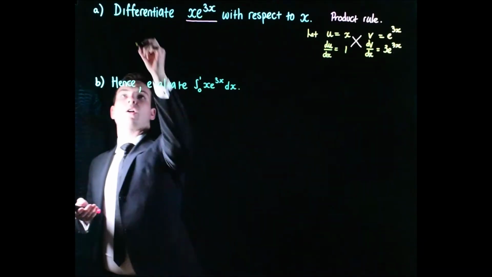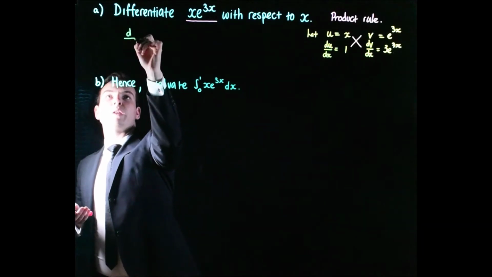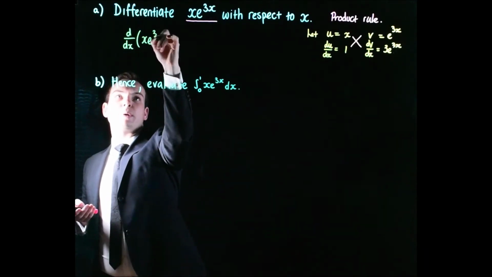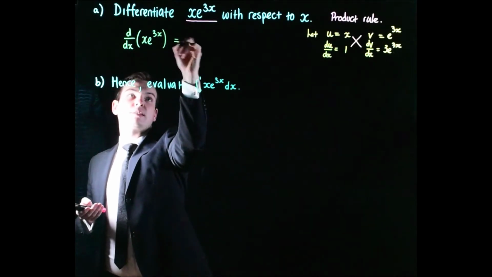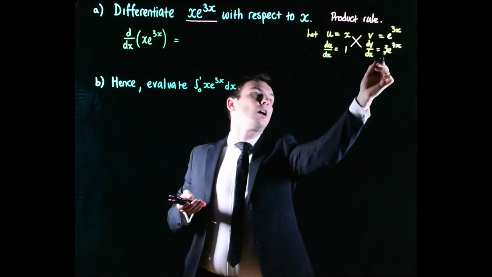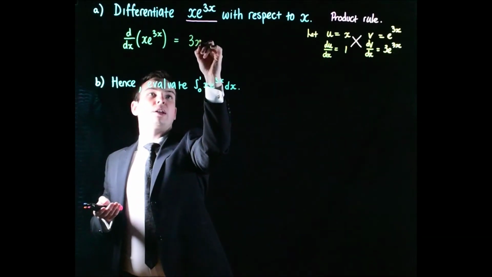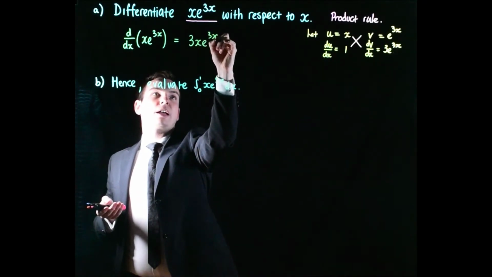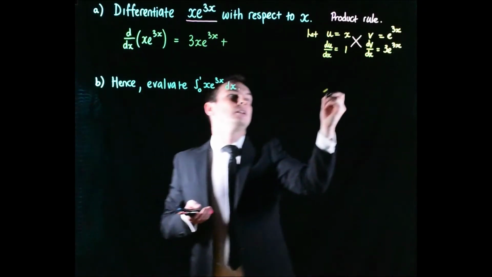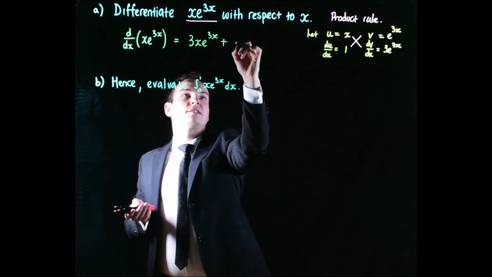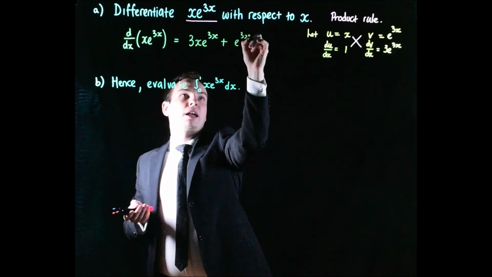So to complete that over here, I'm going to write that the derivative d dx of xe to the power of 3x is simply equal to x times 3e to the power of 3x, which I can write as 3xe to the power of 3x. And then we add on to that v times du dx, which is e to the power of 3x times 1. So that's simply e to the power of 3x.